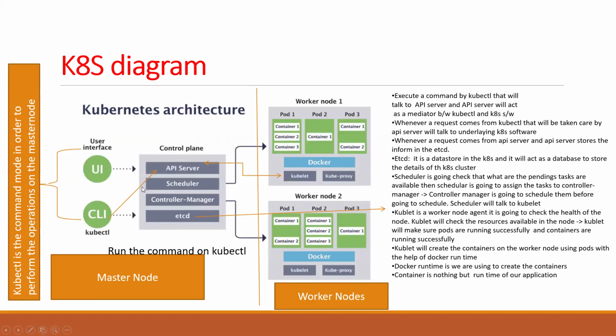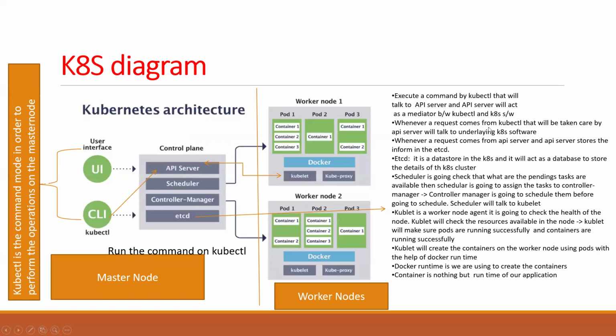So this is the kubectl. Kubectl will call the API server. The API server will store the information in the etcd. So right here you see, when you execute a command by kubectl, it will talk to the API server, and the API server will act as a mediator between kubectl and the Kubernetes software.